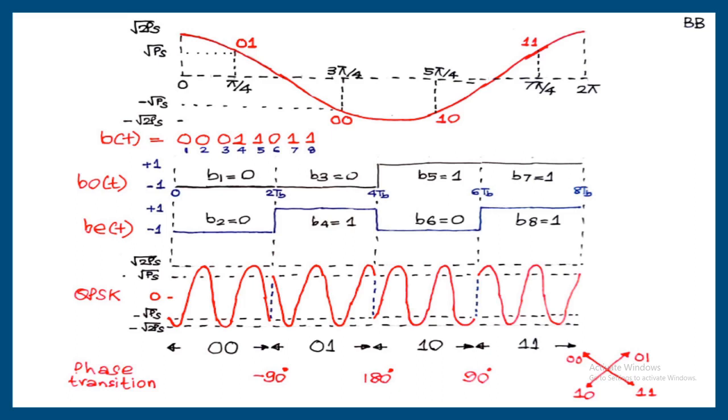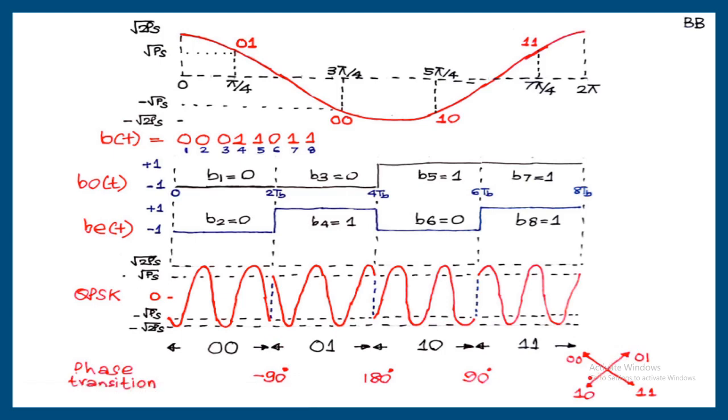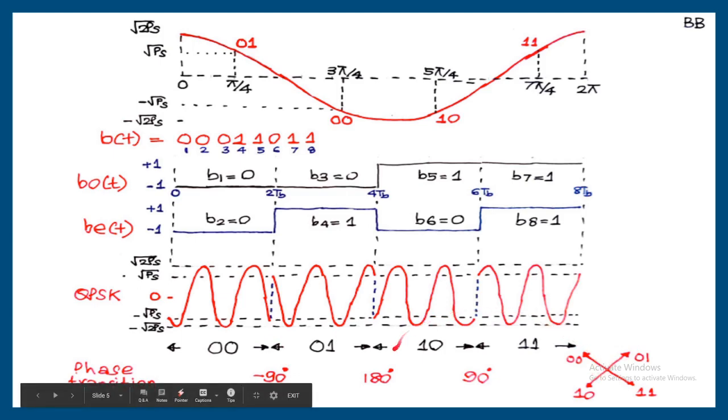Here the phase transition is calculated like this. First combination is 0 0, second combination is 0 1. See the corner what you have written, from 0 0 to 0 1. This is clockwise direction. From 0 0 to 0 1, it's minus 90 degrees. So that is minus 90 degrees written here. Next combination is 0 1 to 1 0, that is opposite. If it is opposite, minus 180 or plus 180, there is no difference. So I am writing here 180.